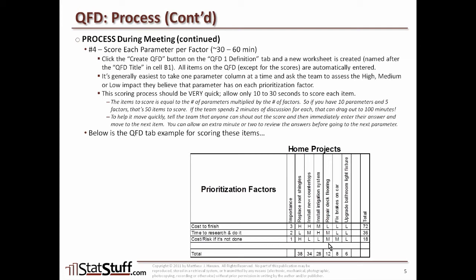So again, here's the example of what it looks like, and what we're again trying to do in this exercise in this fourth step is to score the high, medium, or low scoring in this middle section of this tab.